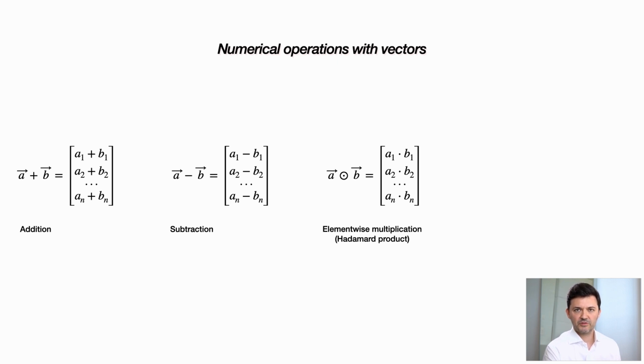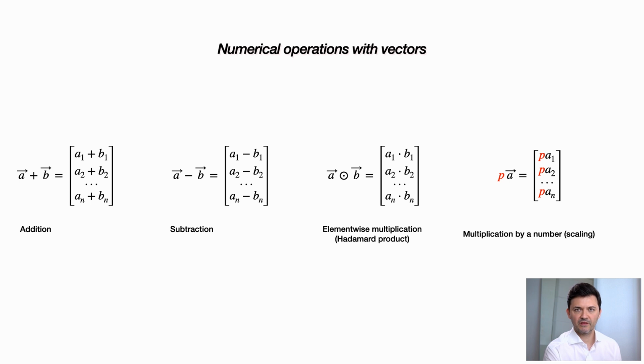The sign which we use to mark Hadamard product looks a little bit weird, so you might be scared of it, but in fact the only thing we do is we just multiply respective elements of two vectors. So a1 multiplied by b1, a2 multiplied by b2, and so on and so forth. And the last operation which we will have here is multiplication of a vector by a scalar. To multiply a vector by a scalar, we simply multiply all of its components by the scalar.